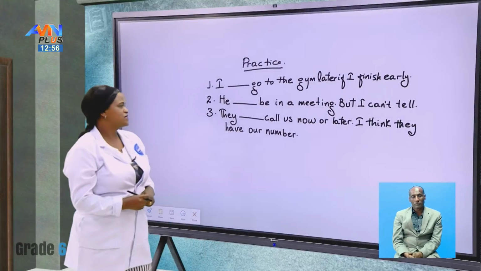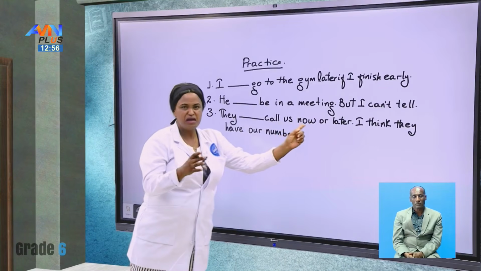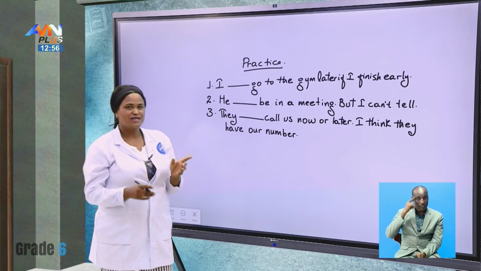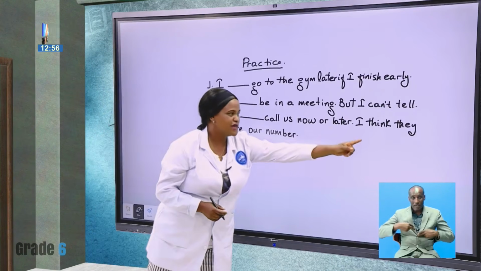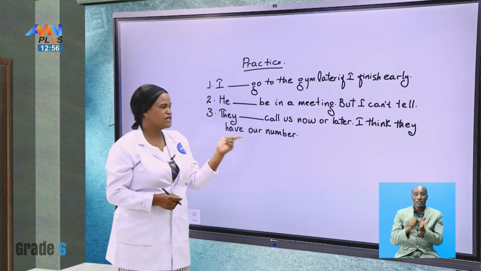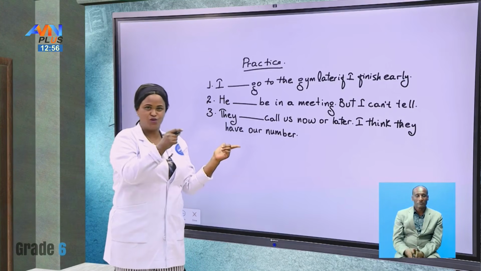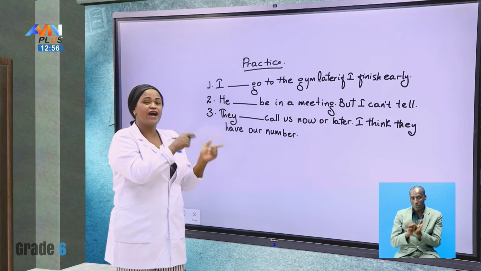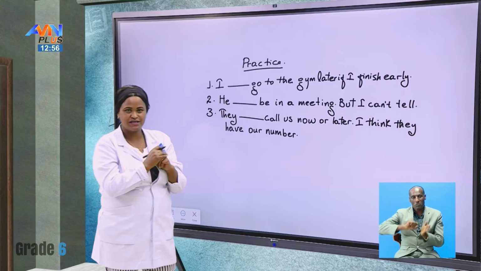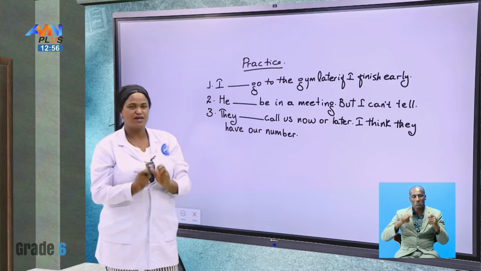Look at this sentence. They blank call us now or later. I think they have our number. What did he say at last? I think they have our number. Do you think this person is sure about those whom we call, they, that they have his or their number? That's up to you to decide. Let me give you a few minutes.